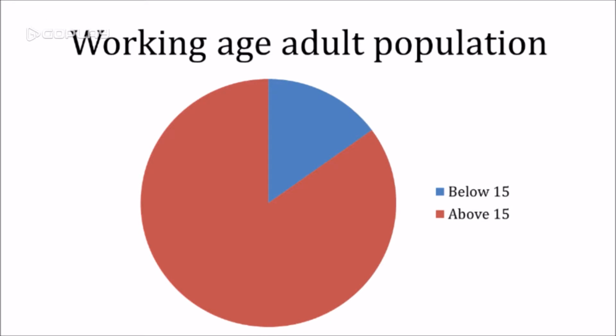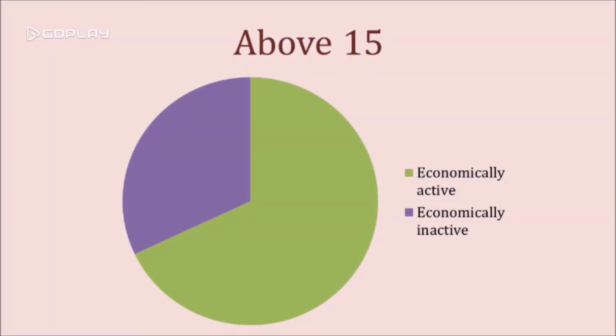Now let's move on to study the composition of the working age adult population. In this respect, we will only be using the adult population, which is anyone above 15 years of age. Among those above 15 years of age, we have the economically inactive people and the economically active people. The economically inactive people are people who are not available for work and/or not looking for work. This includes full-time students, housewives, retirees, the disabled, etc.